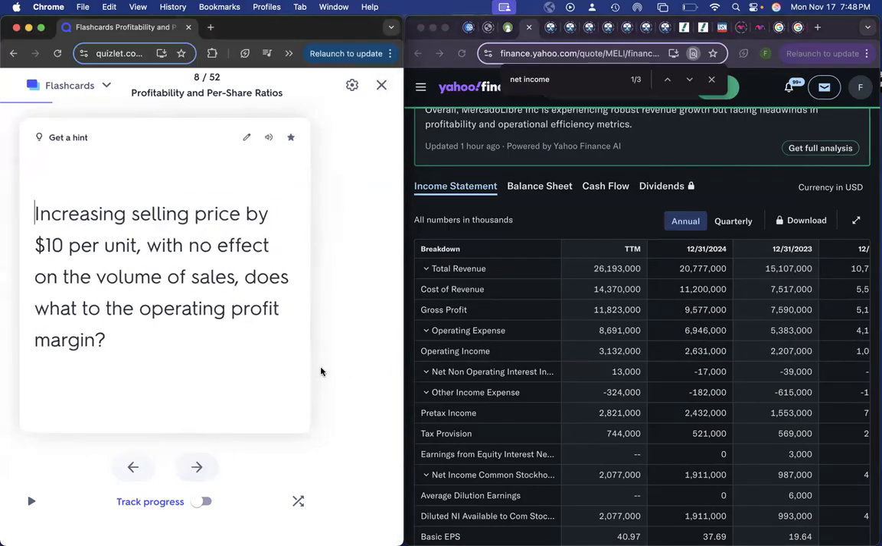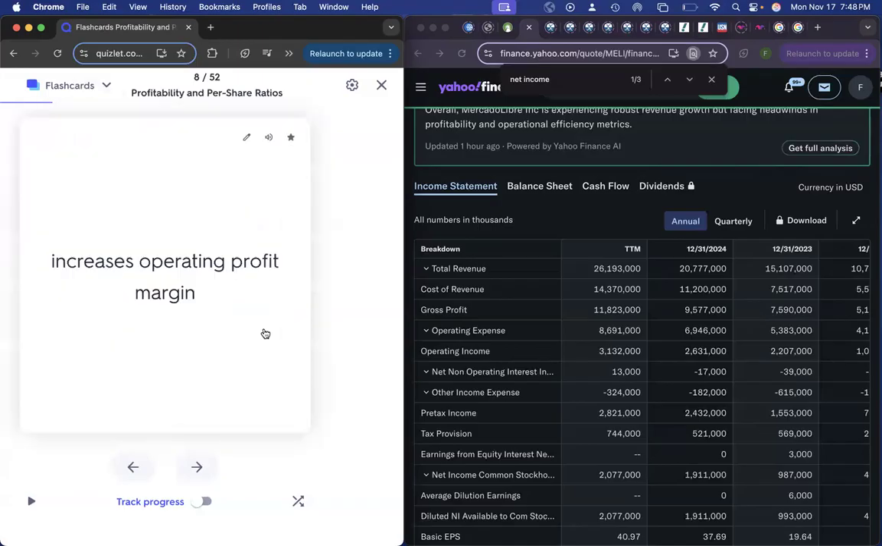And so here's a question. If we increase the selling price of Mercado Libre's product by $10 per unit, with no effect on the volume of sales, so demand isn't affected, what does that do to the operating profit margin? Think about it. Operating profit margin is operating profit divided by net sales. That's actually going to increase operating profit margin.